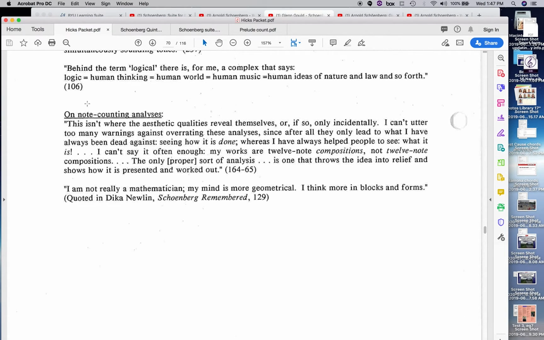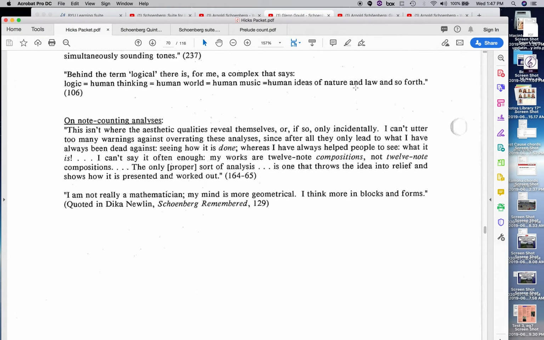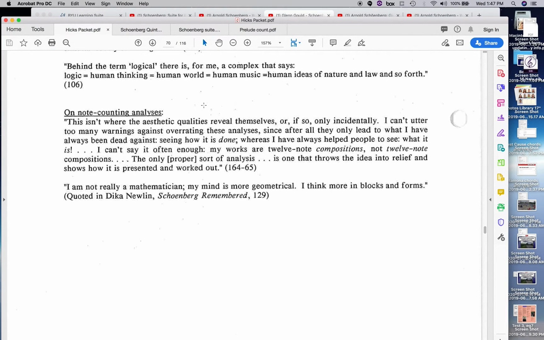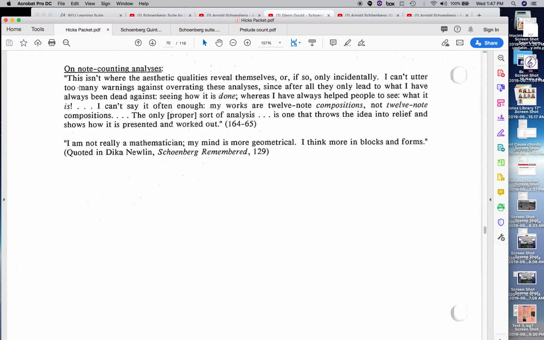Behind the term logical there is for me a complex that says logic equals human thinking, equals human world, equals human music, equals human ideas of nature, and so on and so forth. Well, here he's trying to humanize. I'm sure he got criticized for saying music has to be logical, and then he's a little bit defensive. And then he's talking about note counting analyses. These are called 12 counts, and we will do a little of this. He basically says 12 counting does not tell us a ton about a piece of music.